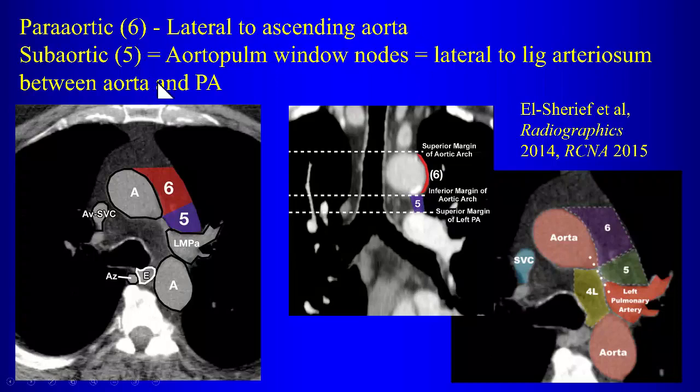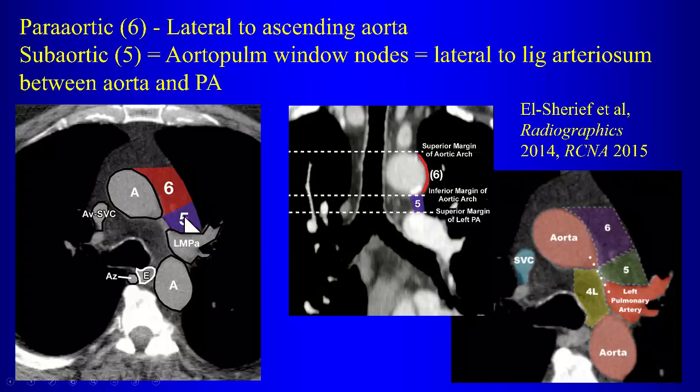Para-aortic, subaortic, which is the same as aortopulmonary window lymph nodes, so we use that term a lot, aortopulmonary window lymph nodes. So para-aortic lymph nodes, that's lateral to the ascending aorta. So those would be nodes over here. Aortopulmonary window lymph nodes, so these are nodes lateral to the ligamentum arteriosum. So the ligamentum arteriosum is in this region here, over here, okay?